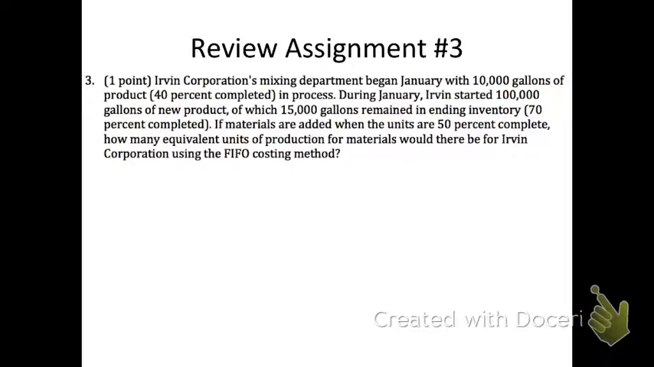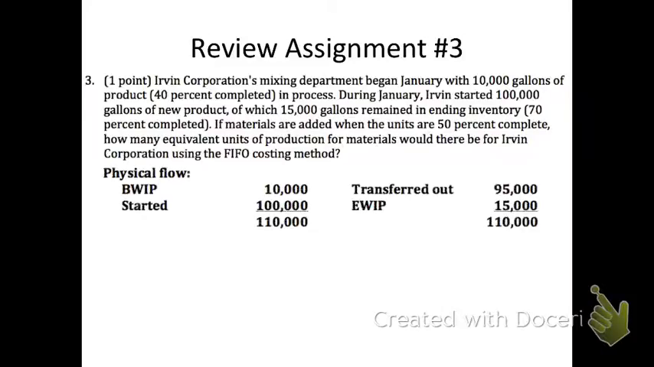Problem number three is process costing, and what we're looking at here is trying to determine the equivalent units for materials. We know that we have beginning work in process of 10,000 gallons, and the conversion process is 40% complete. During January, we start 100,000 gallons, and we end up with 15,000 gallons in ending inventory.